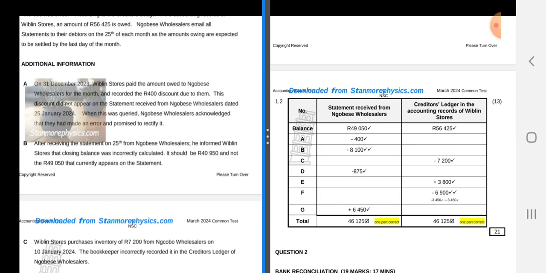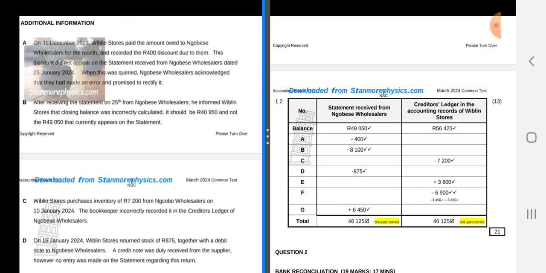When a query was made with regards to this, Ngobeze Wholesalers acknowledged that they had made an error and promised to rectify it. So Ngobeze gave us a discount, which they did not record, but we recorded the discount. So hence for number A, they subtract the 400 rand. The other amount that was paid is not disclosed, but when we read here, we find out that it was recorded, but the discount was the one that was not recorded. So that's why we have minus 400 rand. This is the discount we received from Ngobeze, but it was not recorded by them, but we recorded it.